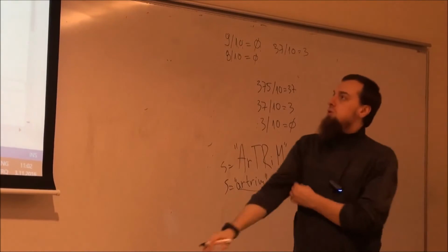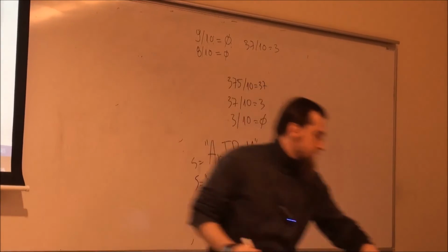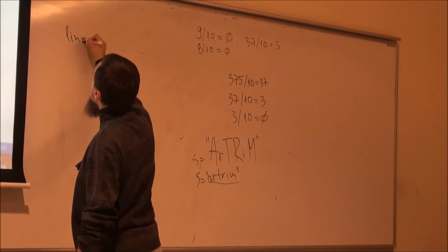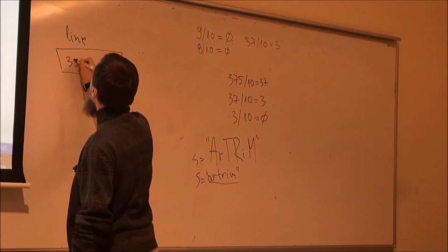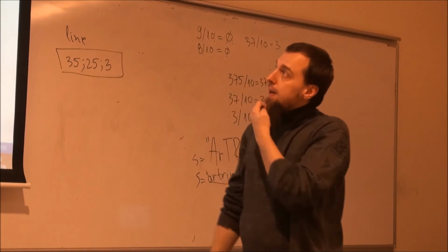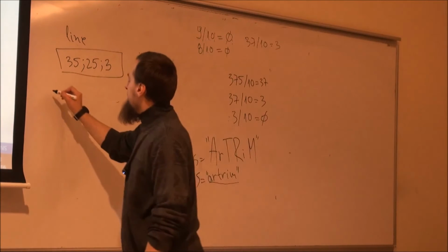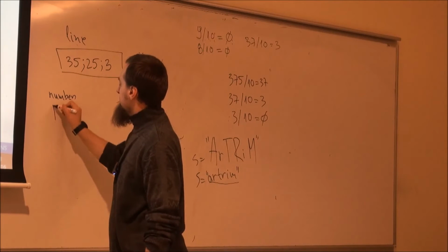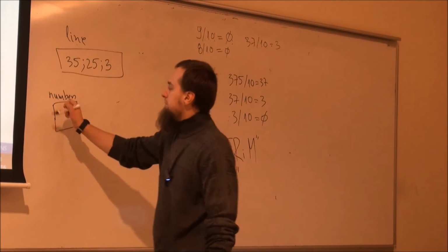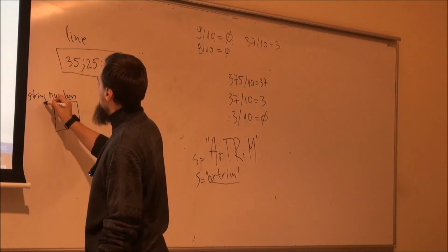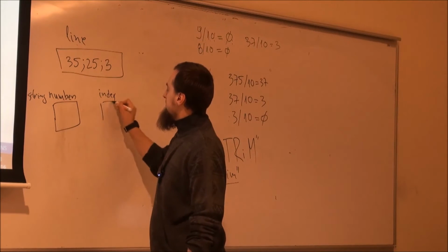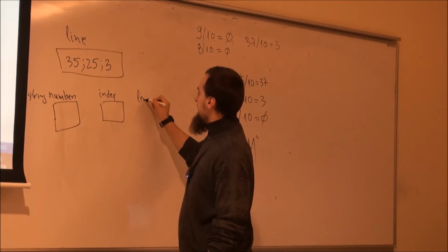And I'm going to go through the code step by step. So this is my, what was the name? My line. Line should be given as an input. Let's say I'm giving 35, semicolon, 25, semicolon, 3. This is my input. I have another variable which is called number here. You'll see how they are used and you'll see the coding. This is also a string. Line, of course, is a string. Then I have index. I have another variable which is called length.